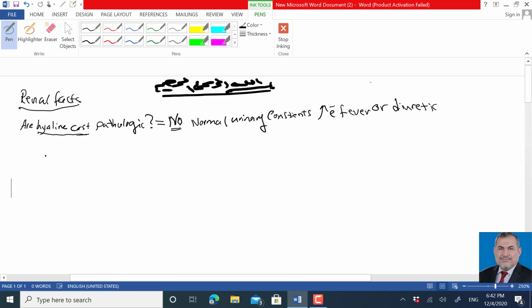Okay, what's the significance of granular casts? Granular casts, formed by tubular epithelial cells, associated with acute tubular necrosis. When does acute tubular necrosis happen?